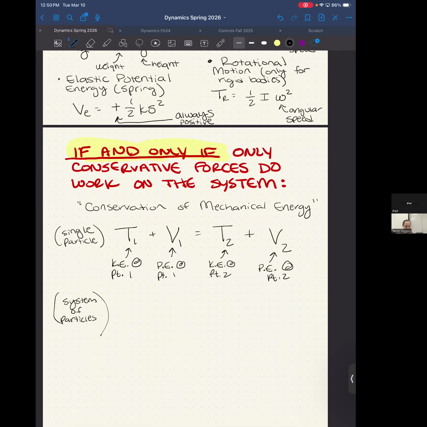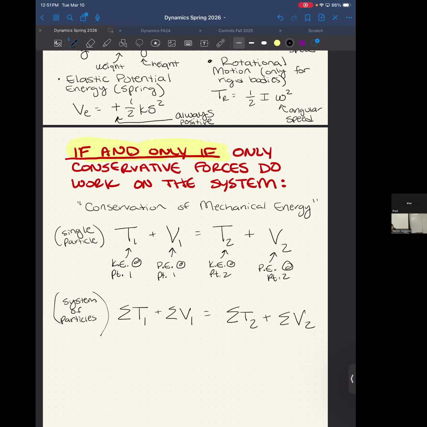If we have a system of particles, we just throw summations in front of everything, and we sum up all the kinetic energy of all the particles in the system plus all the potential energy of all the particles in the system equals the same for position 2, I should say. Questions so far?